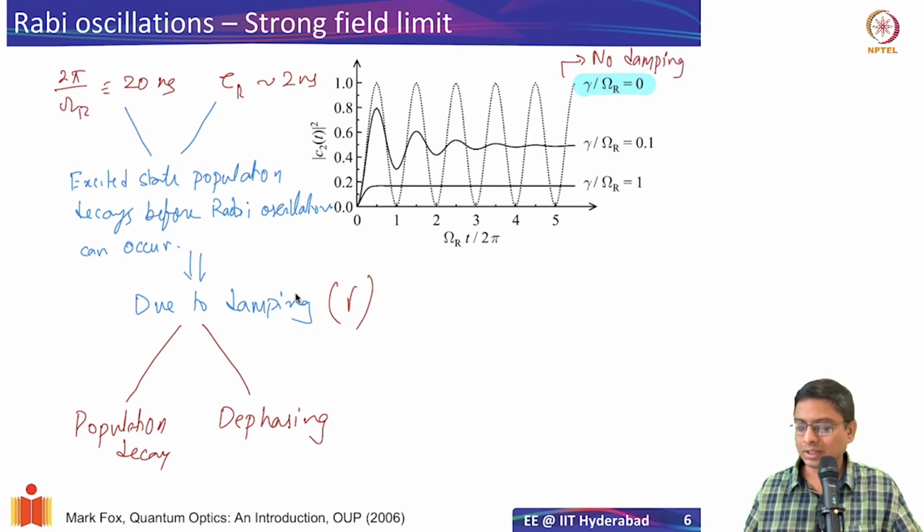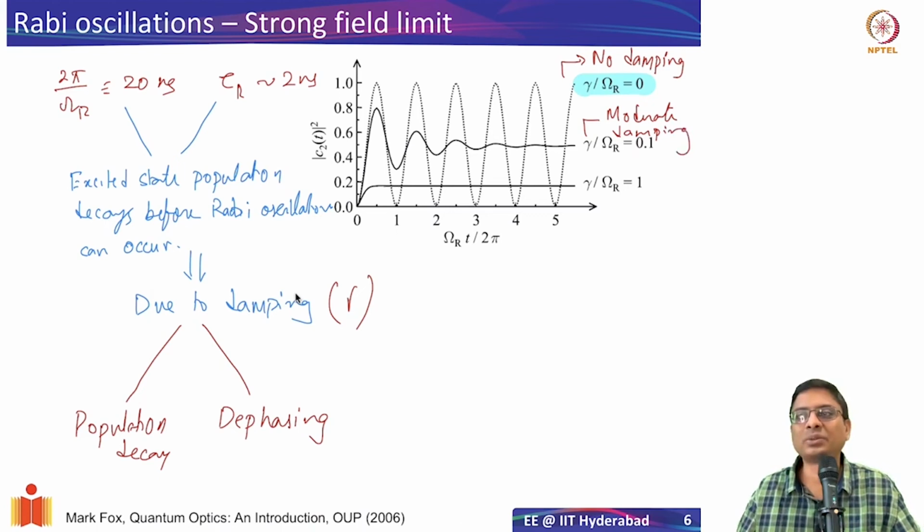Okay. Now let's say there is some amount of damping. Moderate damping, wherein my damping coefficient is 0.1 times the omega r. If the damping coefficient was 10 times omega r, what happens? Just quickly, it just decays. Nothing will be seen.